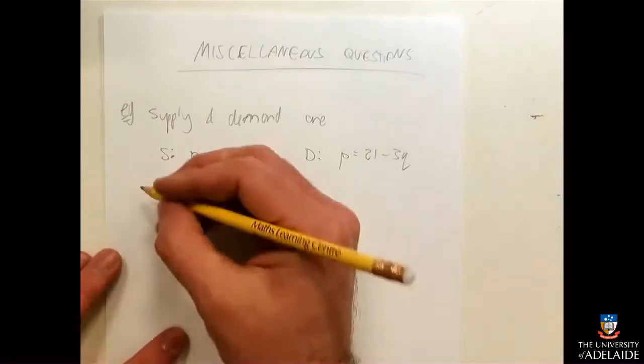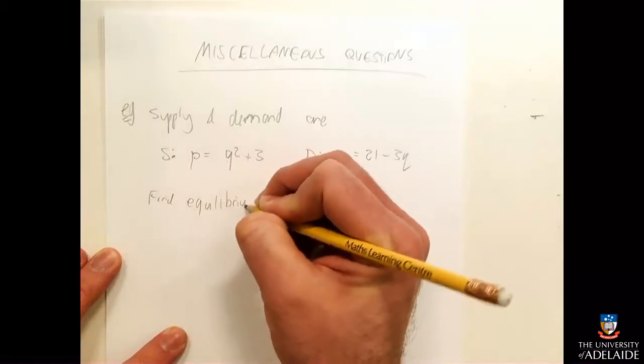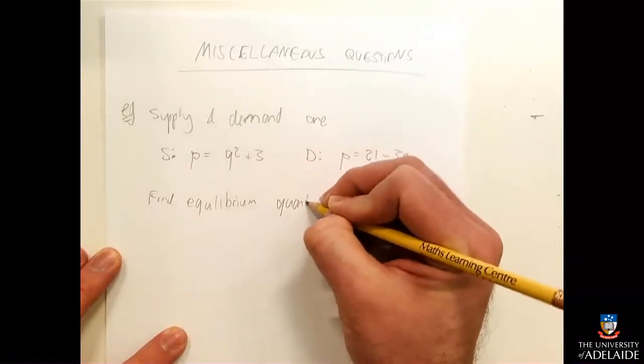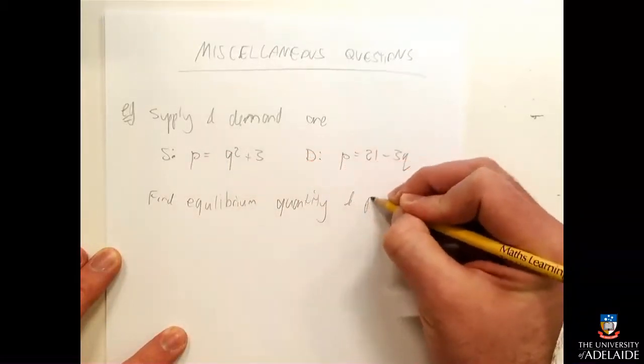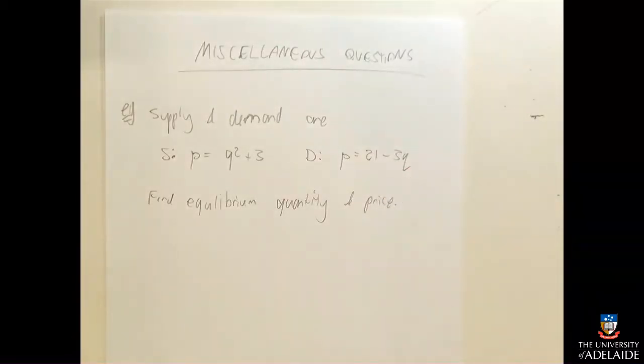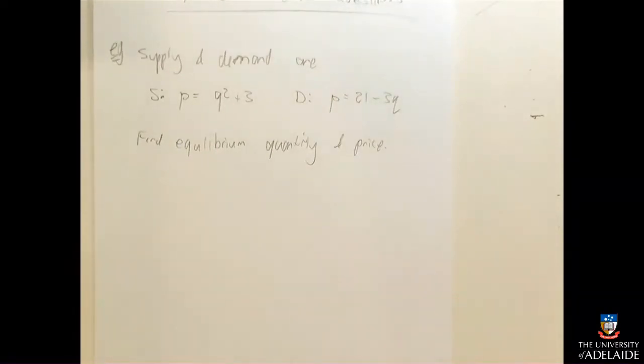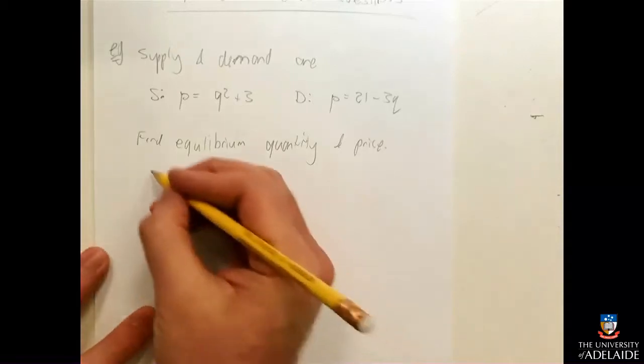So we find the equilibrium quantity and price. Okay, cool. All right. So I don't know if this is the most efficient way, so I'm just going to run with it, and you can see how I would normally think about this.